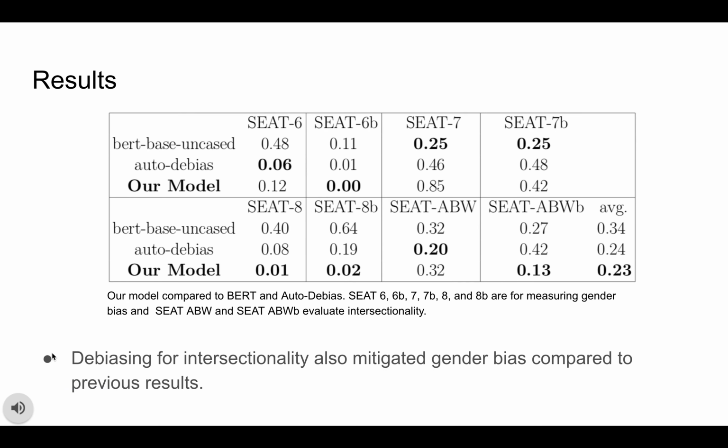We compare our model with BERT and Auto-Debias, which debiases BERT toward genders. Seeds 6, 7, 8 are gender tests, and Seed Angry Black Woman, which we denote as Seed ABW, evaluates bias towards black females and white females. Most of the scores of our method are better than Auto-Debias. We see that even if we debias toward intersectionality, it also improves the gender scores.